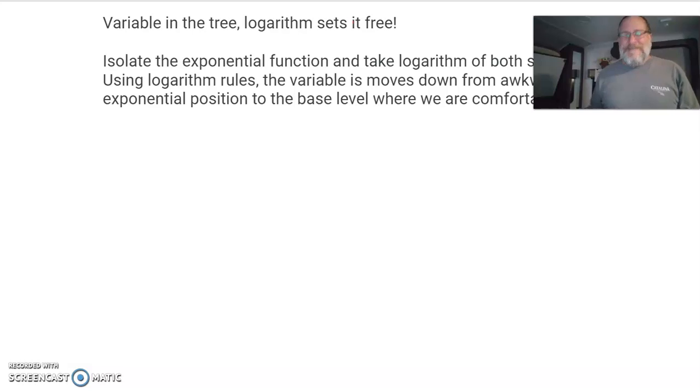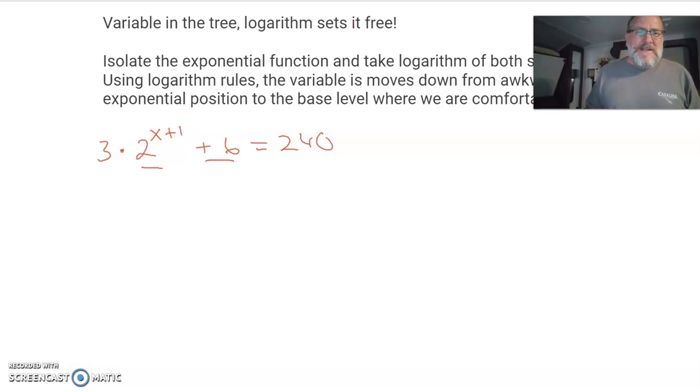Let's make up a problem. You ready? Let's make it a little bigger. We're going to do, let's say, how about 3 times 2 to the x plus 1, plus 6 equals, I don't know, how about 240, right? Here's the question. There's some exponential growth, right? An upward exponential curve, got a multiplier of 3, so it's growing really fast, right? A huge, fast growing curve. We're curious when this curve hits 240.